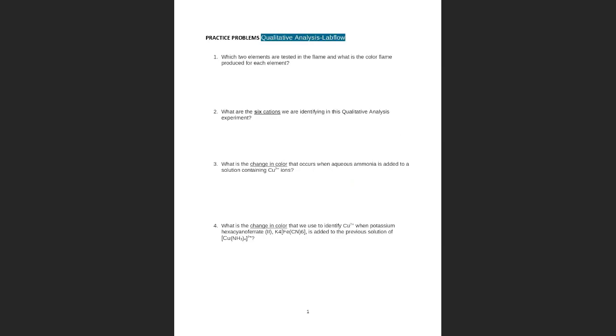Before you do your quiz, it will be helpful to answer this. So let's look at it; you can zoom in on your computer if you cannot read the question. Can you read the question? Any of you? Yeah, I can read number one. Thank you. Which two elements are tested in the flame, and what is the color flame produced in each element?